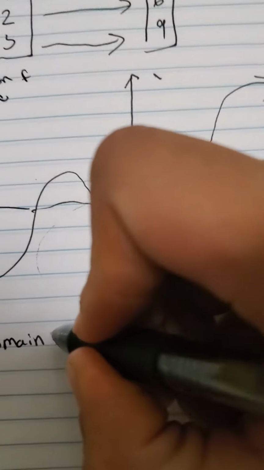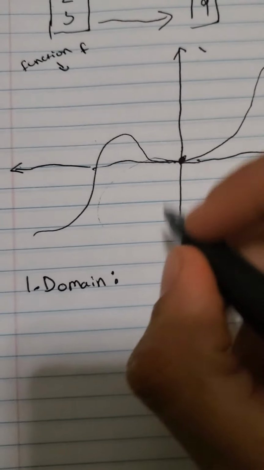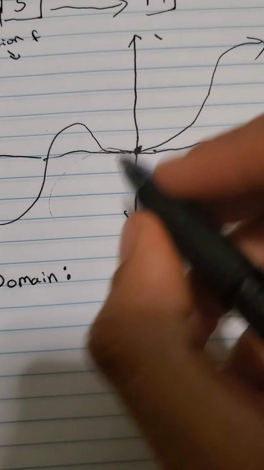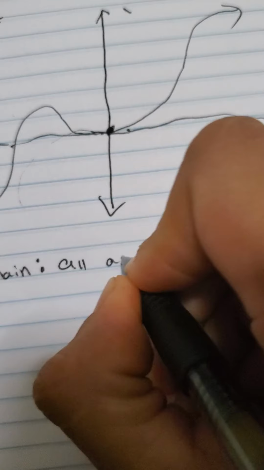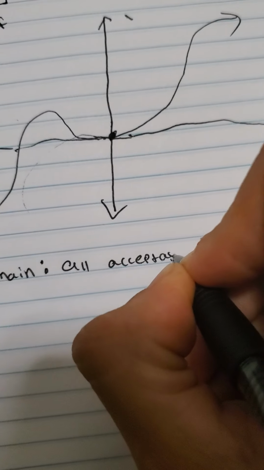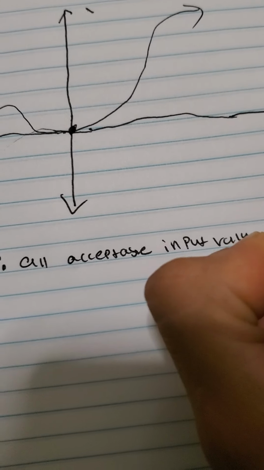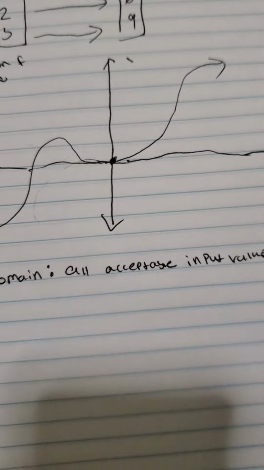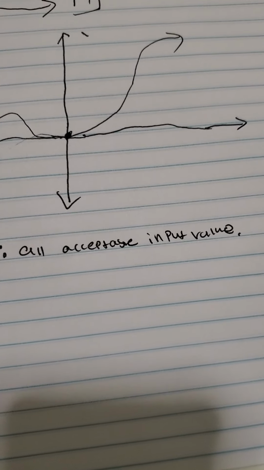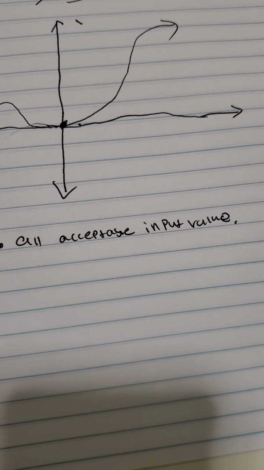So we can find the domain. And pretty much with the domain, geometrically that is all the values that we accept in x. So all acceptable input values. We talked about it briefly on the channel, but every time we talk about the domain and range, there are unique functions that we can talk about.